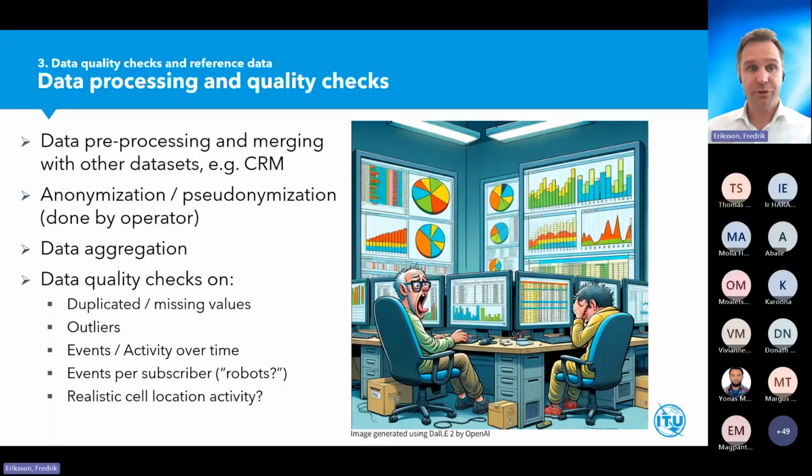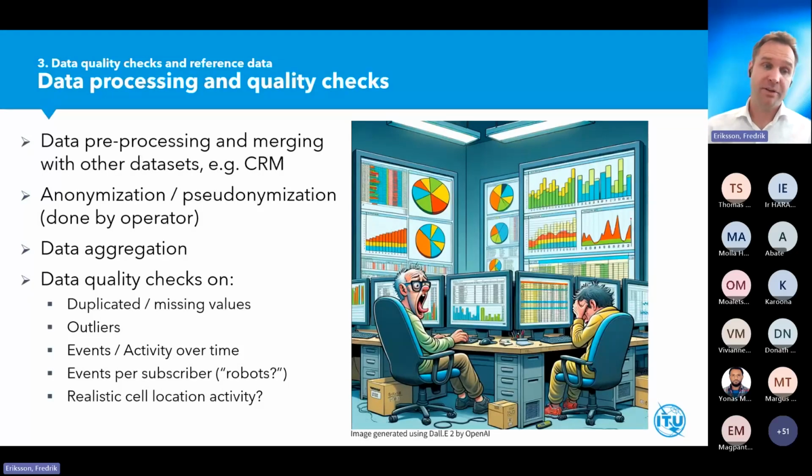Going a bit more technical to the processing, after the pre-processing comes the merging with other data sets. As I said, this is quite often done by the operators themselves, and includes the anonymization or pseudonymization of the data, and merging not only potentially the CRM, the customer relationship management systems, but also cell tower location data, which is very important, or aggregation of the data. After that, it's important to check the data to ensure that the quality is good for the rest of the indicators.